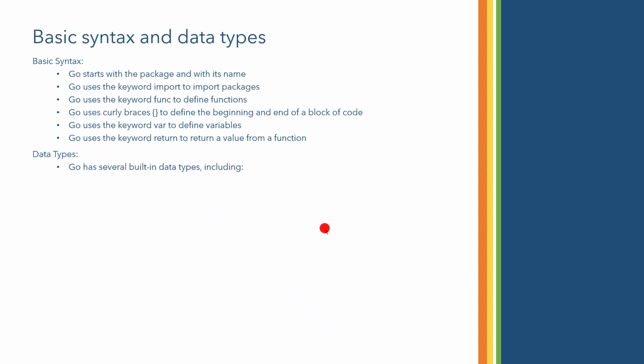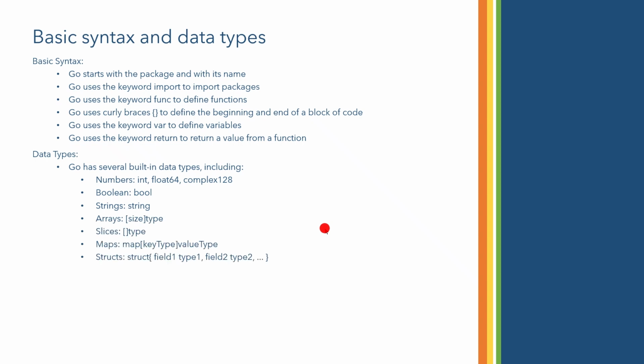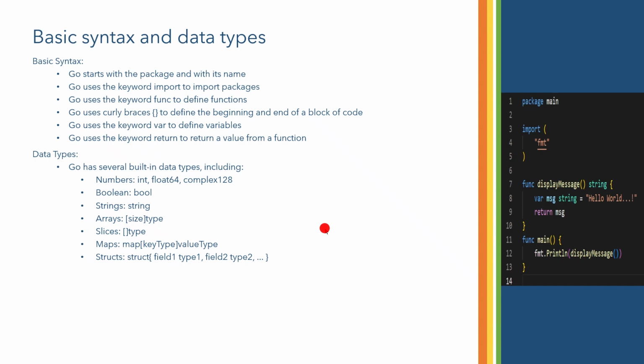Data types. Go has several built-in data types, including numbers, which are integer, float, and complex numbers, Boolean, strings, arrays, slices, maps, structs. So this is a simple program. We will see it hands-on once the theoretical part is done.